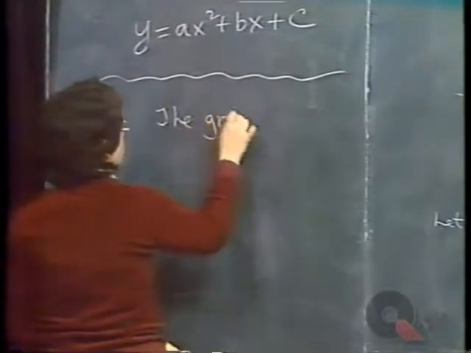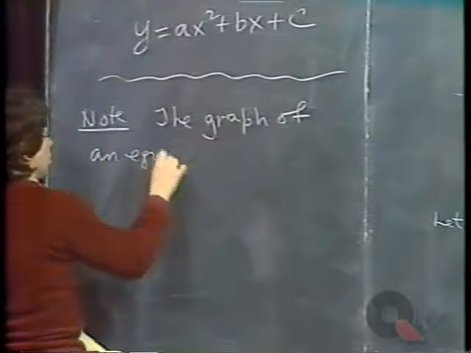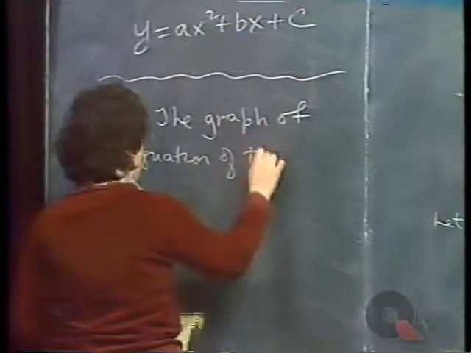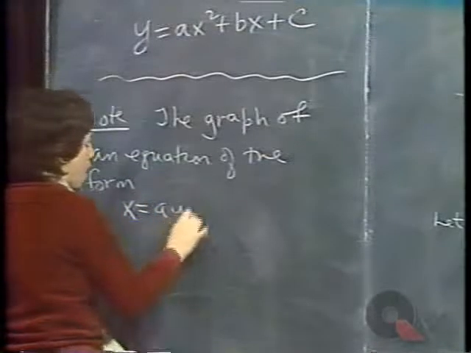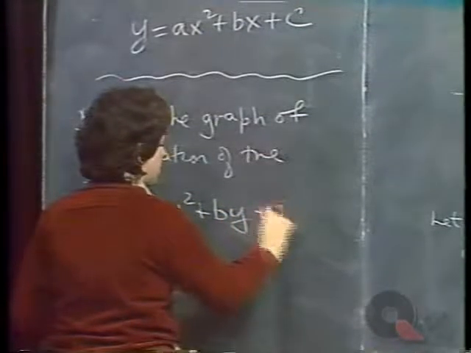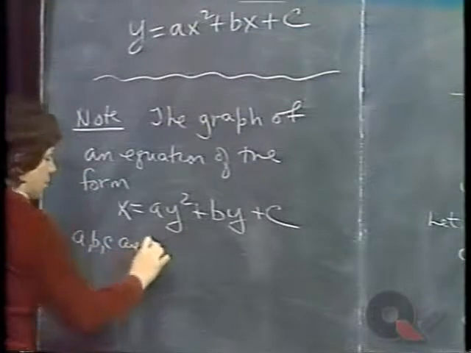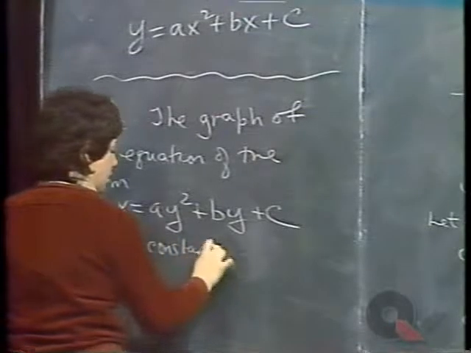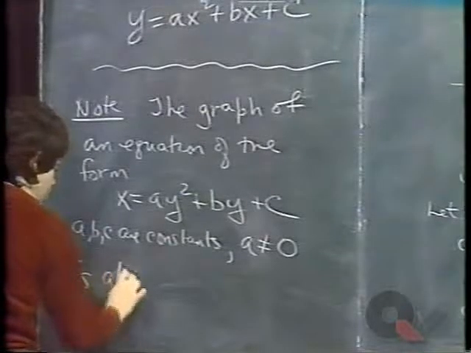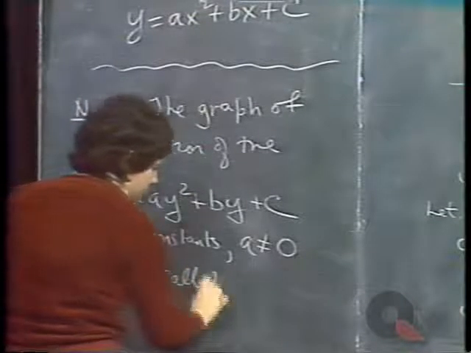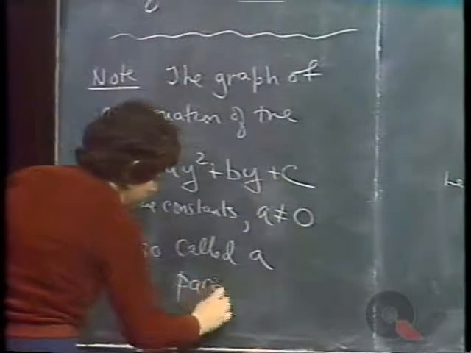The graph of an equation of the form x equals ay squared plus by plus c, where a, b, and c are constants, a not equal to 0, is also called a parabola. And I'd like to just sketch one of these to give you a feel for it.